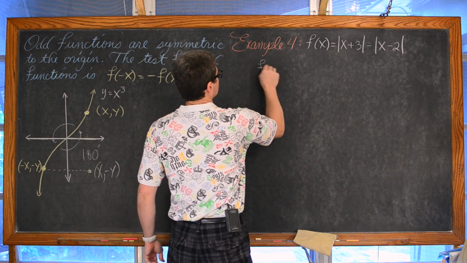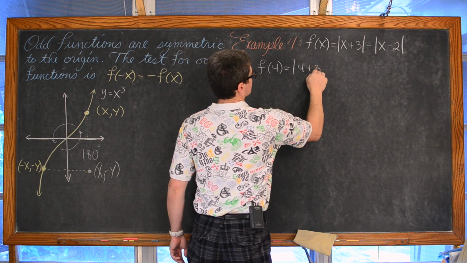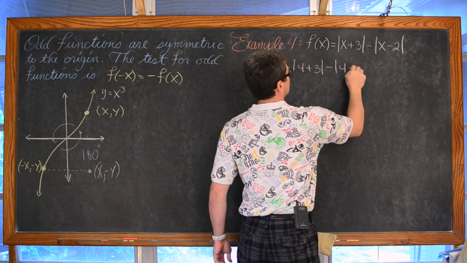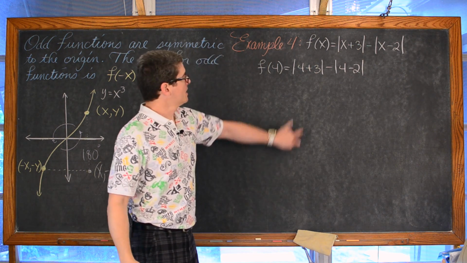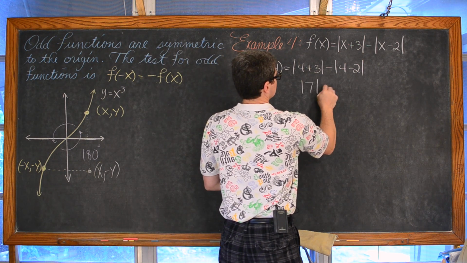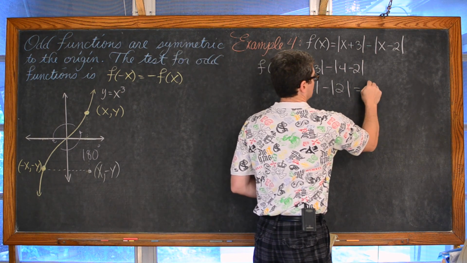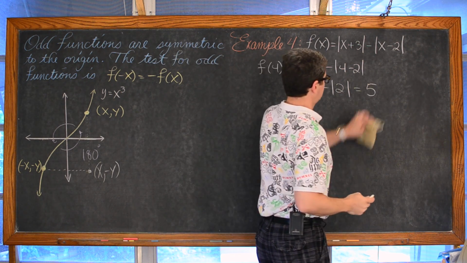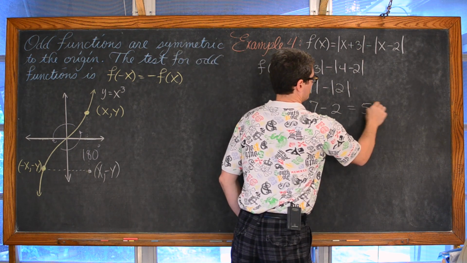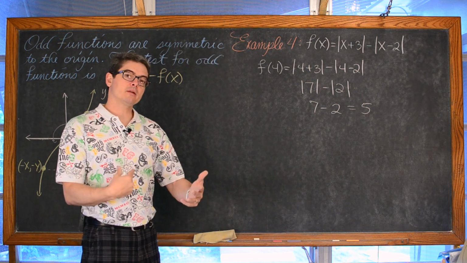Well, f of 4 is equal to the absolute value of 4 plus 3 minus the absolute value of 4 minus 2. And that's going to be the absolute value of 7 minus the absolute value of 2. Probably shouldn't be skipping steps. 7 minus 2 is equal to 5. All right? Well, let's try plugging in the opposite of 4.